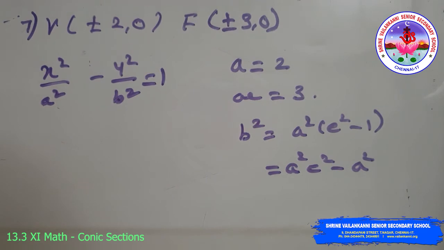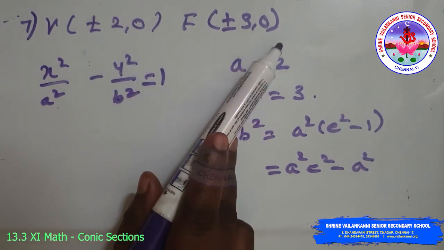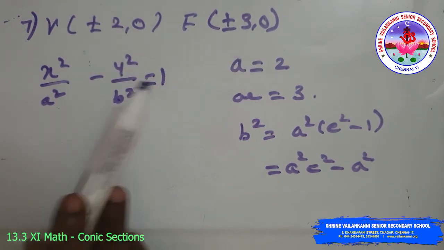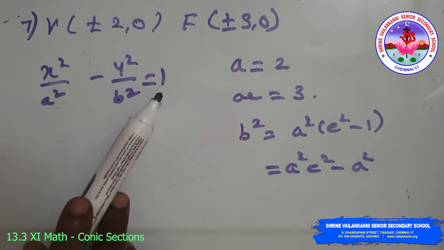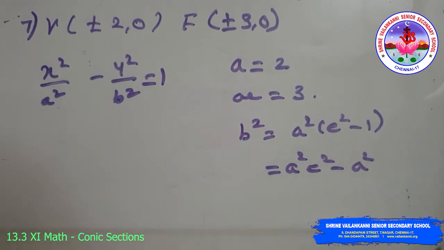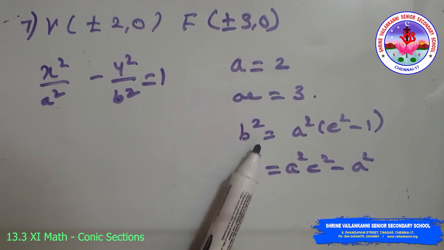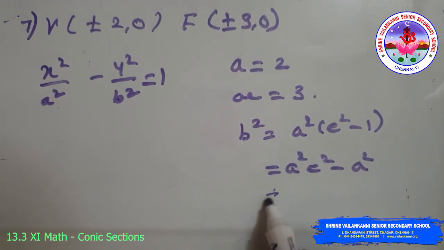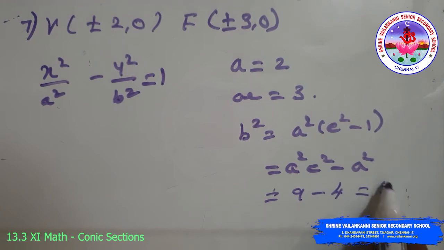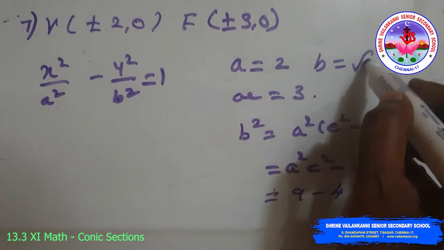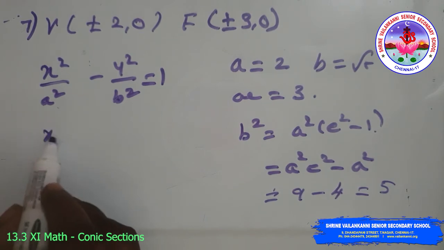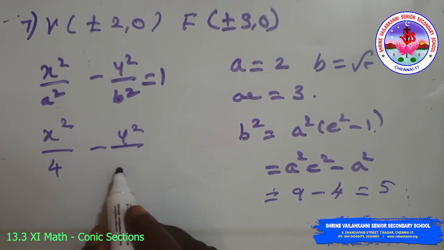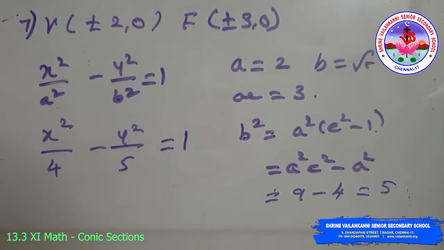Seventh question, vertices are (±2, 0) and foci are (±3, 0). Here it is (±a, 0) and (±ae, 0). The equation of the hyperbola will be x²/a² − y²/b² = 1, as the transverse axis is along the x-axis. Here a is 2, ae is 3. Using the formula, we have to find b. So b² = a²e² − a², which is 9 − 4. So we get 5, then b = √5. So the equation of the hyperbola is x²/4 − y²/5 = 1.